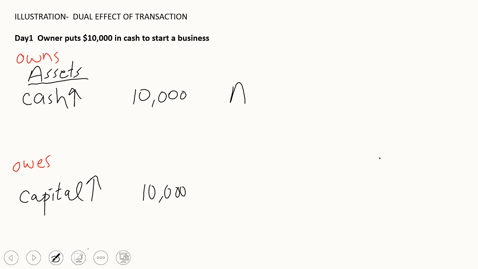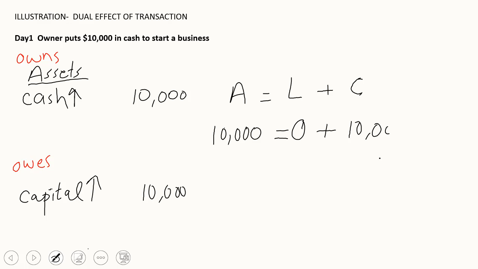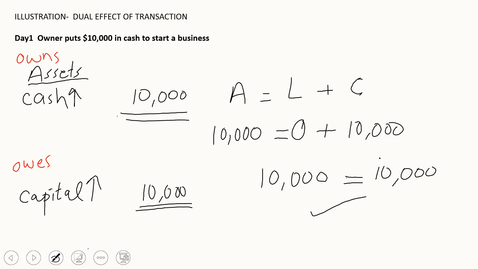What is the accounting equation? Asset is equal to liabilities plus capital. So what has happened here is asset is now 10,000 cash. Liabilities, is there any effect on liability? No. And capital has been introduced, how much? 10,000. So we know that asset is always equal to liabilities plus capital. So it's fine. So this side is equal to this side.